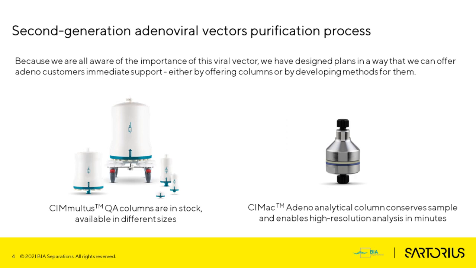And here is where monolithic technology outshines the rest, because we are all aware of the importance of this viral vector. We have designed plans in a way that we can offer adeno customers immediate support, either by offering columns or by developing methods for them. Monolithic columns are unique in a way that channels in the monolith enable very fast process without turbulent flow and shear forces. There is no diffusivity and dead end pockets. Therefore, our columns allow higher capacities and better yields. Separation is therefore flow independent. We are offering ionic, cationic, hydrophobic, affinity chromatography, and so on, and monoliths of different sizes.